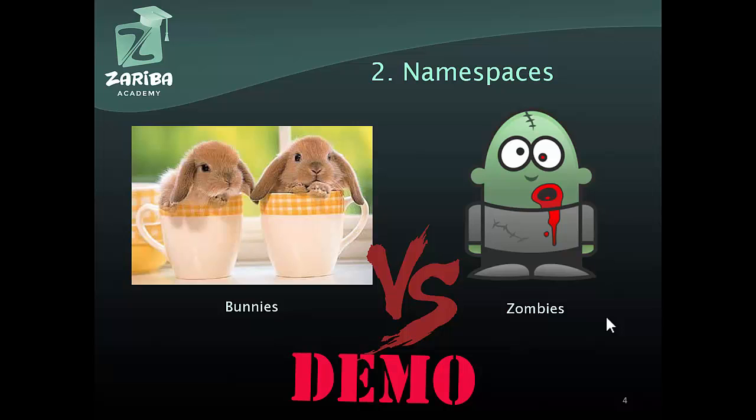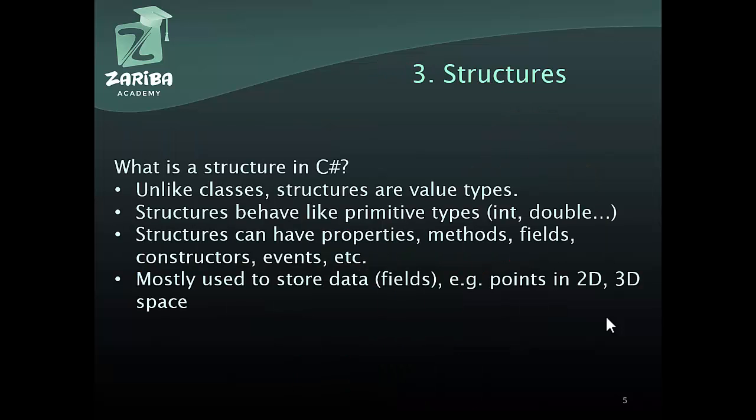We did the namespaces as well. Structures, I mentioned them, but I really want to have this real quick so that if someone asks you at an interview, you would know what the difference is. So unlike classes, structures are value types, like integers, doubles, and so on, and not a reference type.